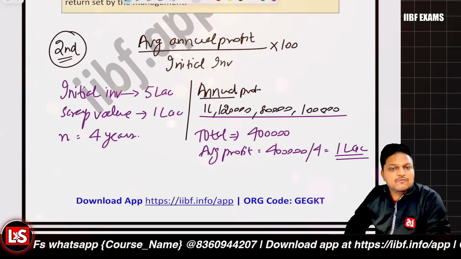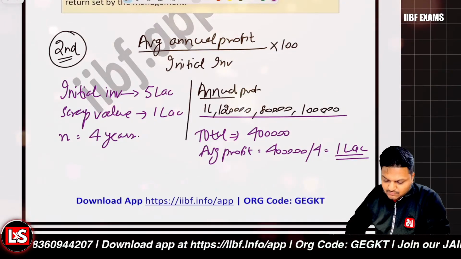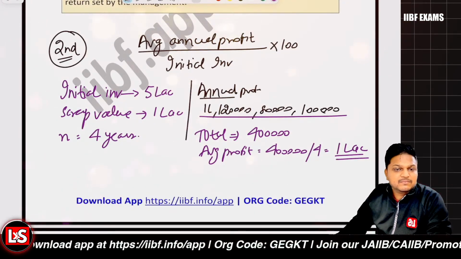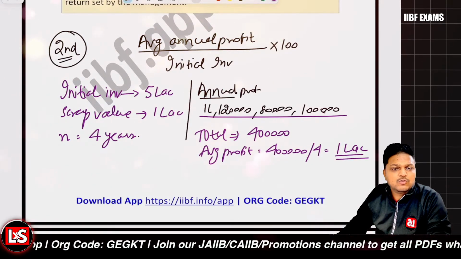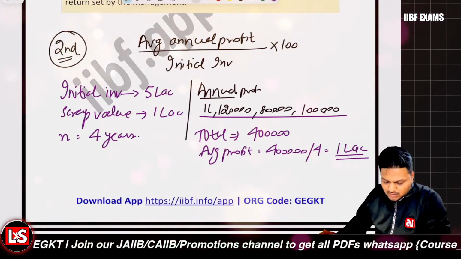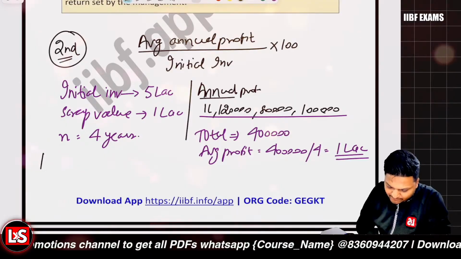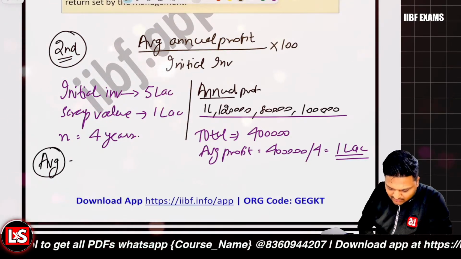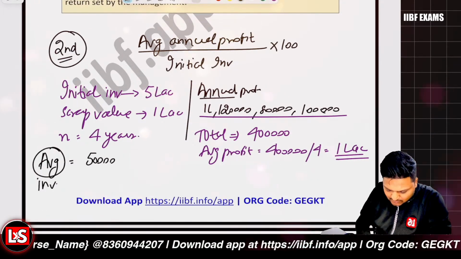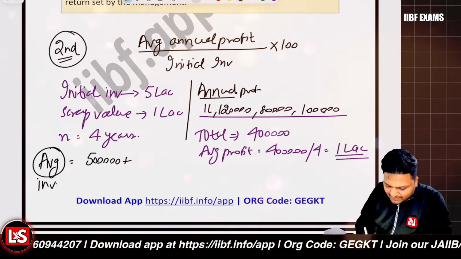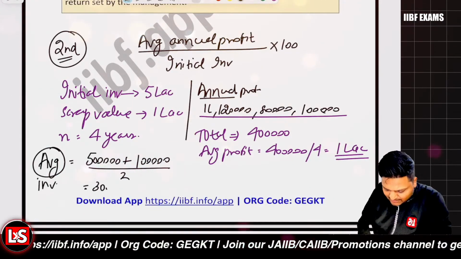And what is the initial investment? Because we have to calculate the average investment over here. How do we calculate it? Your initial investment was 5 lakh rupees, plus your scrap value of 1 lakh rupees, divided by 2. That is 3 lakh rupees.